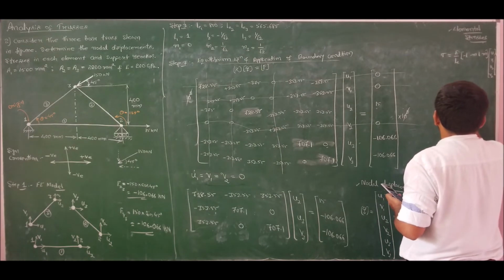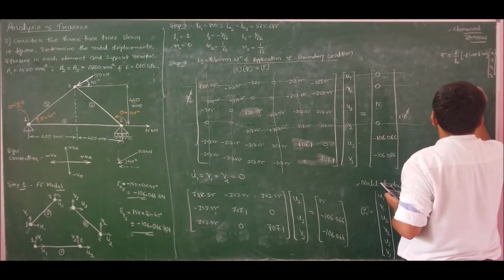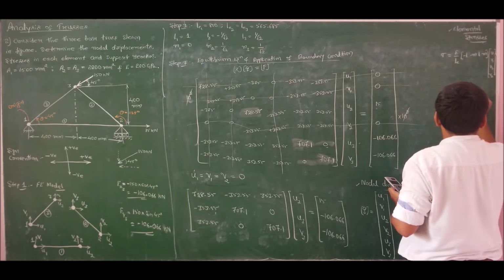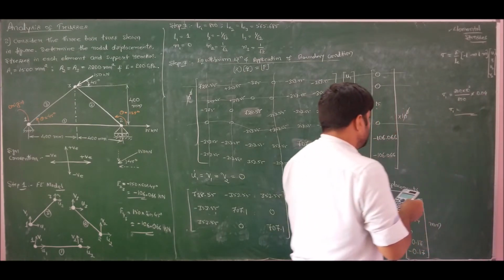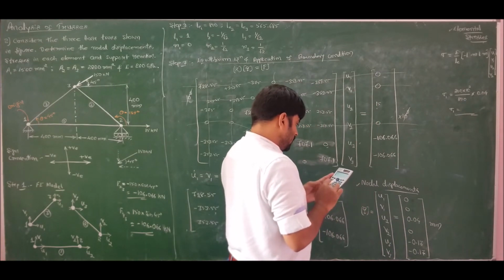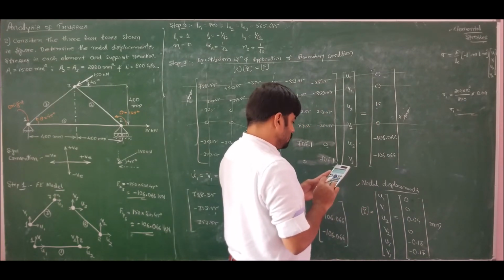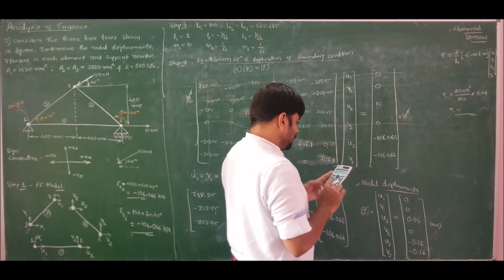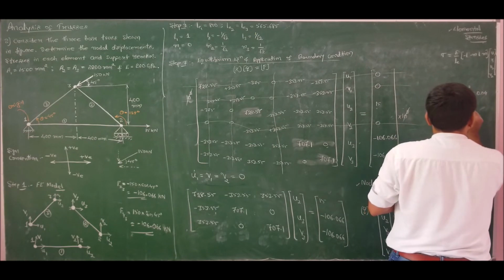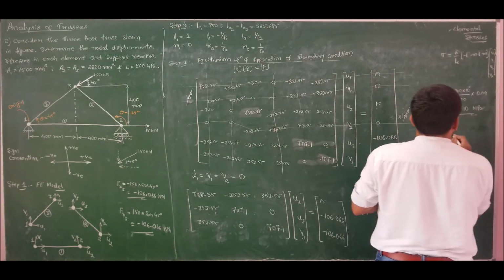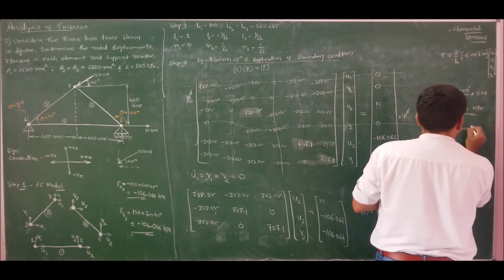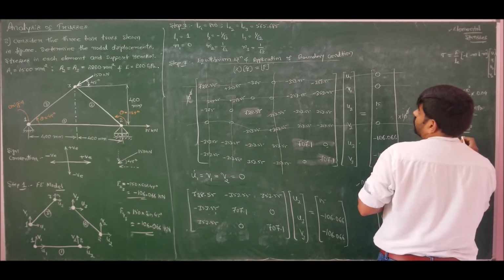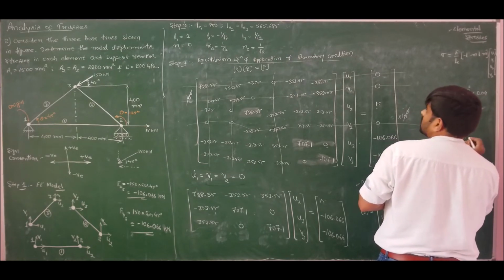Young's modulus is 200 into 10 to the power of 3 divided by length 800. This gets multiplied with 0.04. So the stress in element 1 will become 200 into 10 to the power of 3 into 0.04 divided by 800, which is 10 megapascals. Coming to the stress in element 2, we have 200 into 10 to the power of 3 divided by length 565.685.